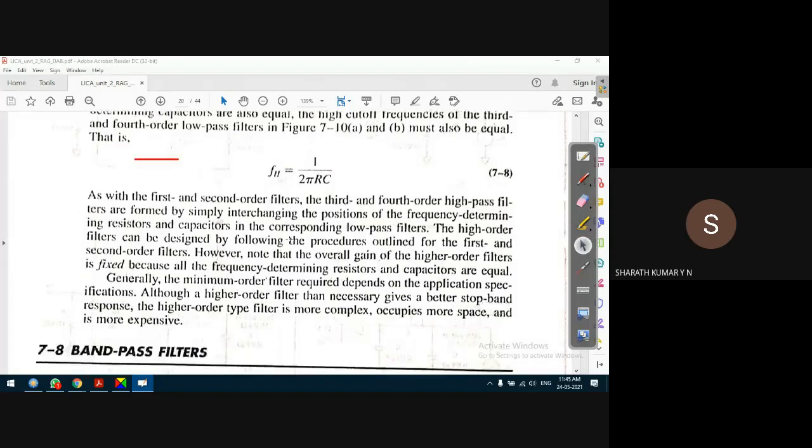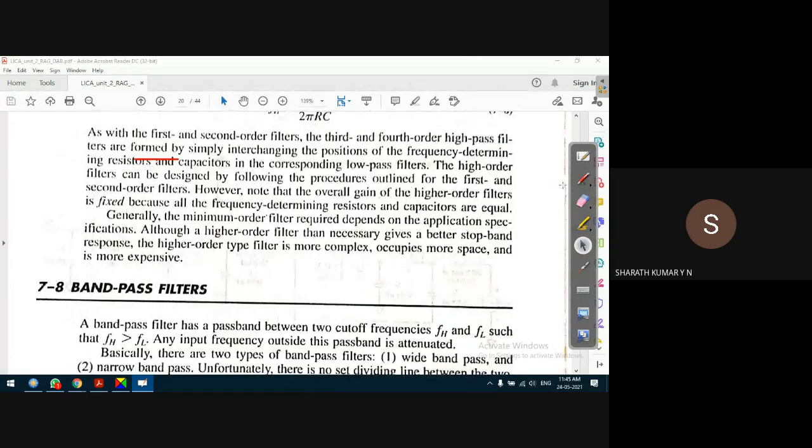So that's the fourth order filter. First and second order filters, an important point: the third and fourth order filters are found by simply interchanging the position of the frequency determining components. For a high pass filter, the components are interchanged. The higher order filters can be designed by following the outlined procedures. The gain is fixed because the overall gain at all the frequencies is equal.